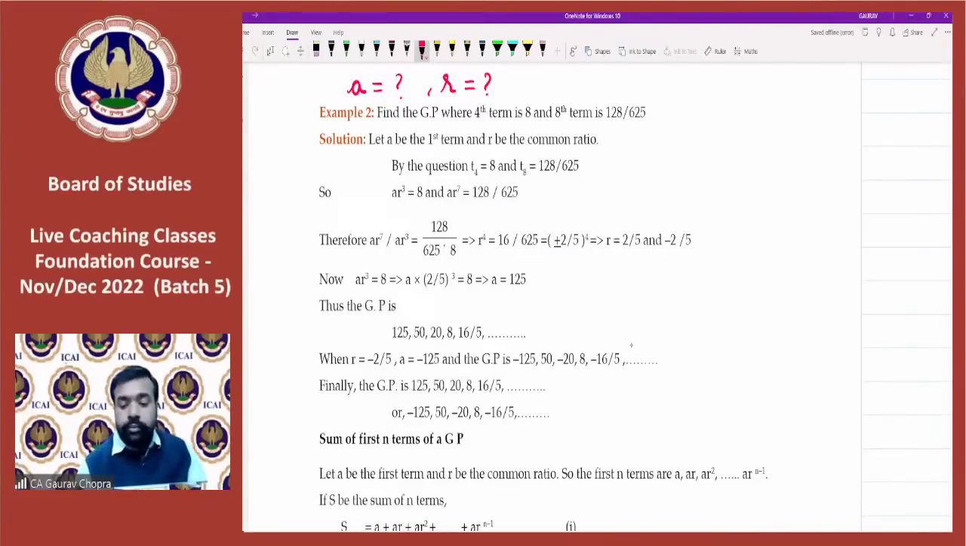So let's try. The eighth term, A8, can be written as A multiplied by R to the power of 7. And the figure is 128 by 625. This is given. Then what about the fourth term, A4?